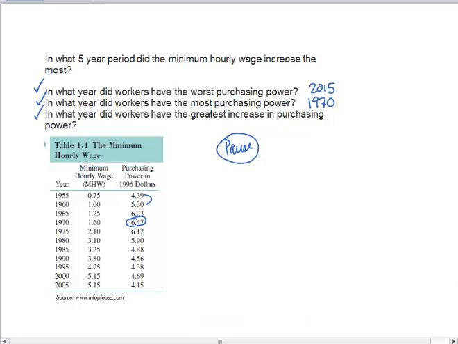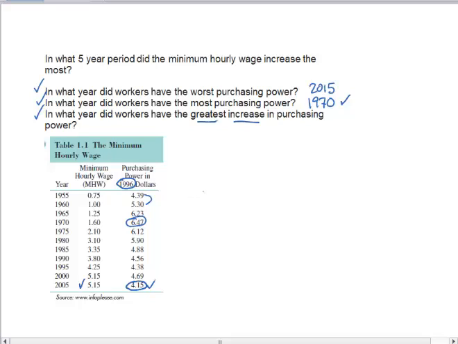So we're back, and hopefully our answers match up, but the year they had the worst purchasing power was in 2015. And you look at the graph over here. Even though they had a $5.15 minimum wage, their purchasing power, when they normalized the dollar back to 1996, was only $4.15. In 1970, they had the greatest purchasing power. And the greatest increase in purchasing power would have happened in the years from 1955 to 1960, where their purchasing power increased by almost a full dollar.